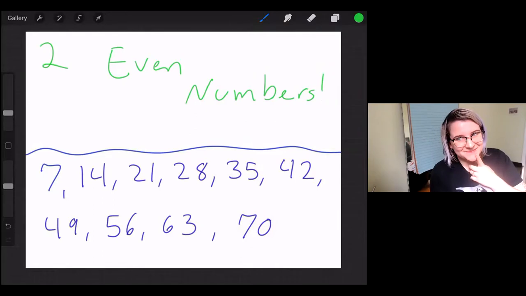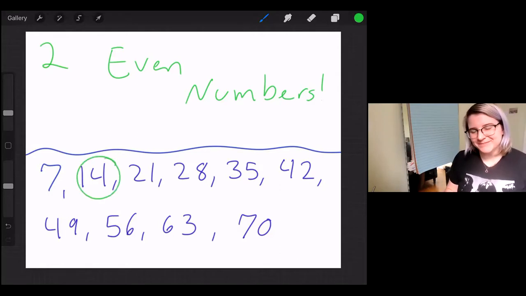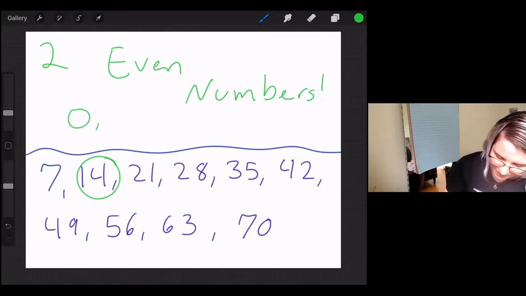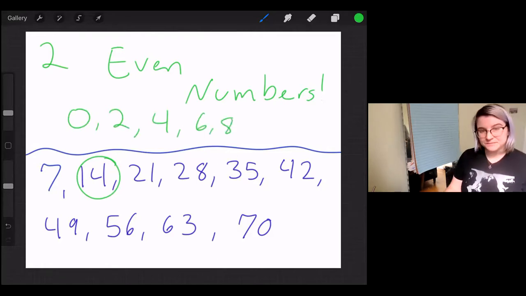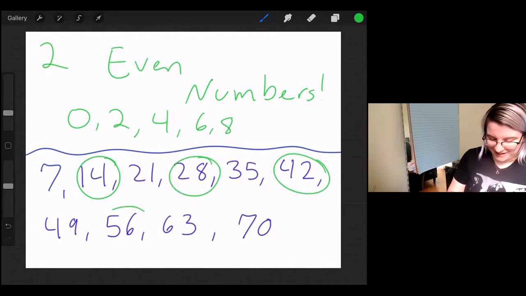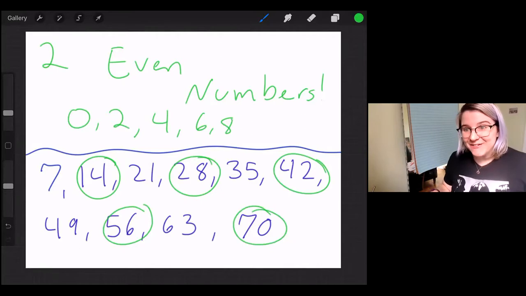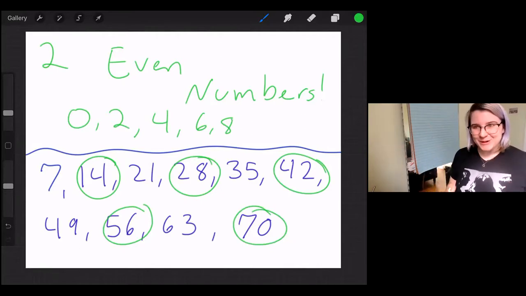What are they? Is 7 even? No. 14 even? Yup. What else is even? Remember, even numbers end in 0, 2, 4, 6, or 8. Just like 28, or 42, or 56, or 70. And again, if we kept listing multiples of 7, we would find more and more common multiples. But that's enough for now.